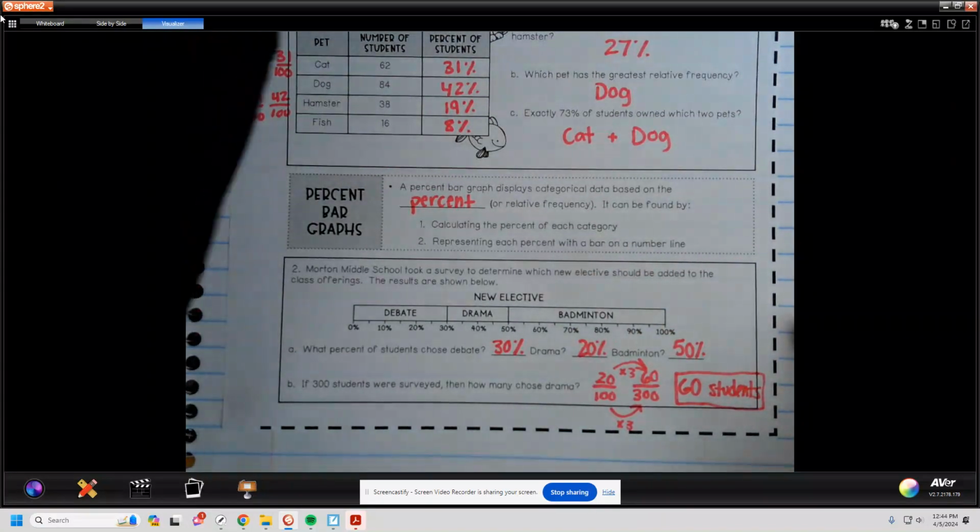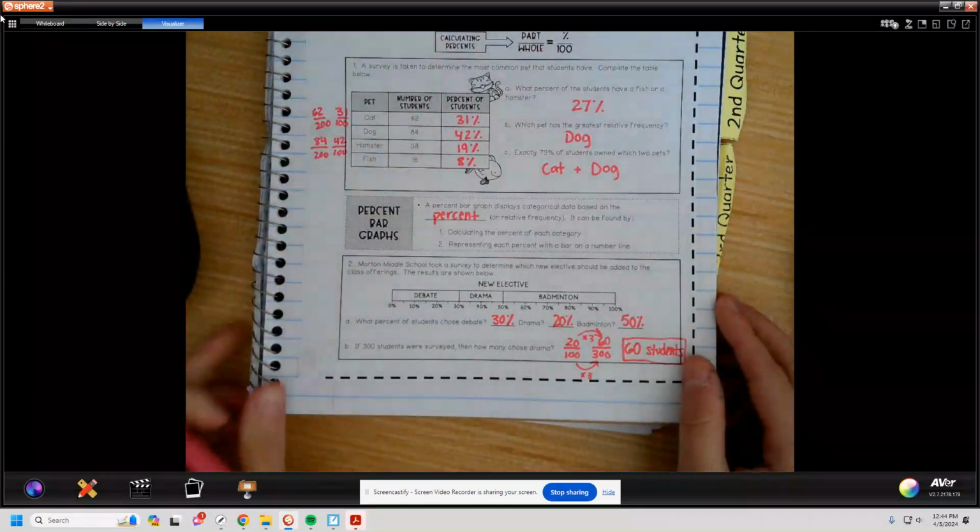All right, so that's how categorical data works. A lot of percents are involved.